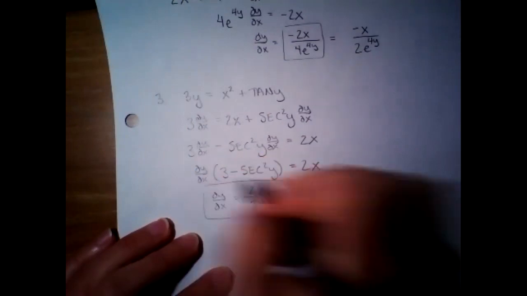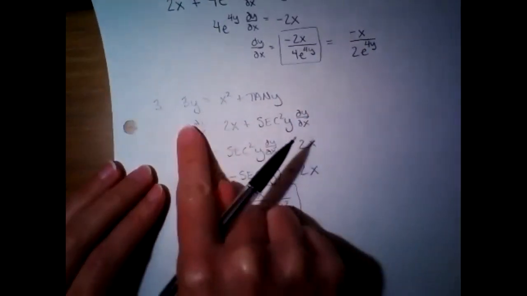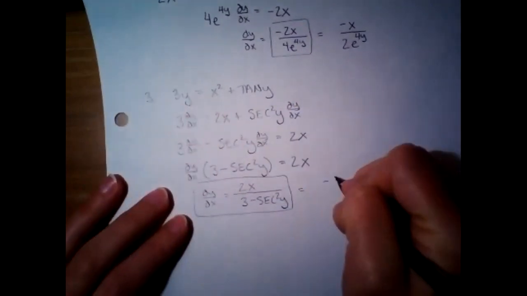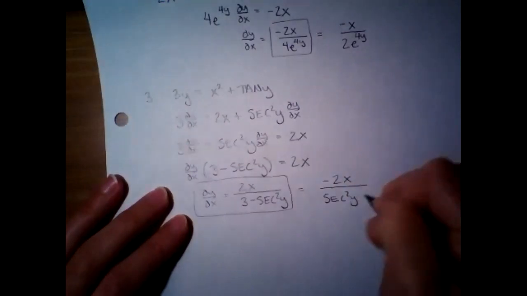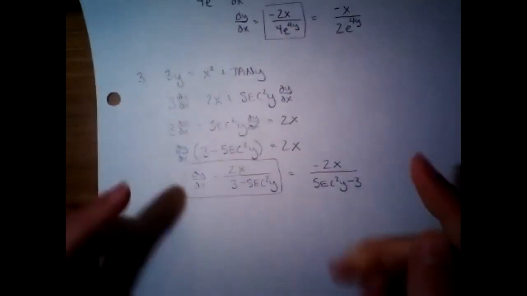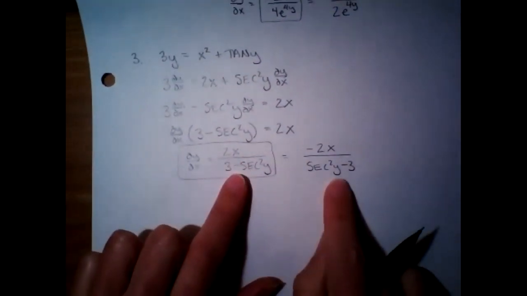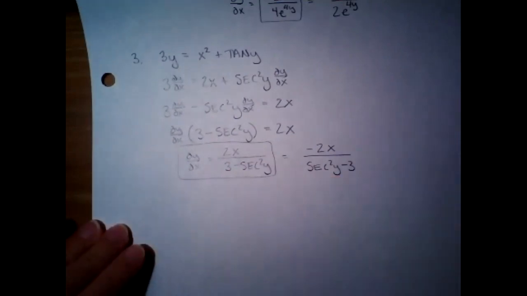Now, if you chose to move your terms in the opposite direction, like you moved this over here and then subtracted the 2x over, you would have gotten negative 2x over secant squared of y minus 3. The whole thing would have just been reversed and there would have been a negative with it. These are mathematically equivalent. So if you did that, that's totally fine, and that answer is perfectly correct.